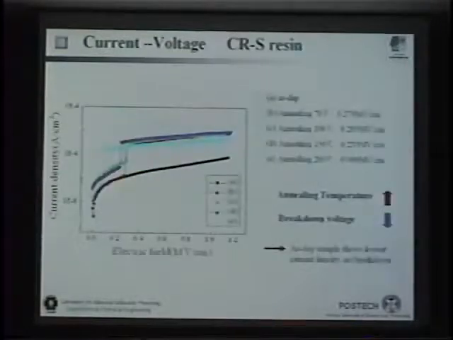Next slide. And this one is for CRS films, but in this case, the as-deposited film shows better insulating properties. The annealed film shows higher leakage current. So in this case, we cannot understand exactly what happens, because usually annealing helps the electrical properties of the film, but in this case, that is not true. So there are many things that are difficult to explain with organic dielectrics.